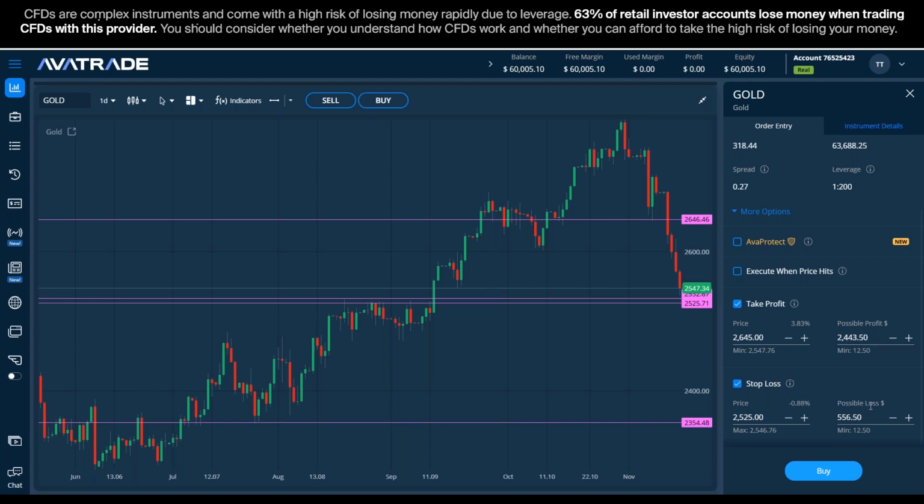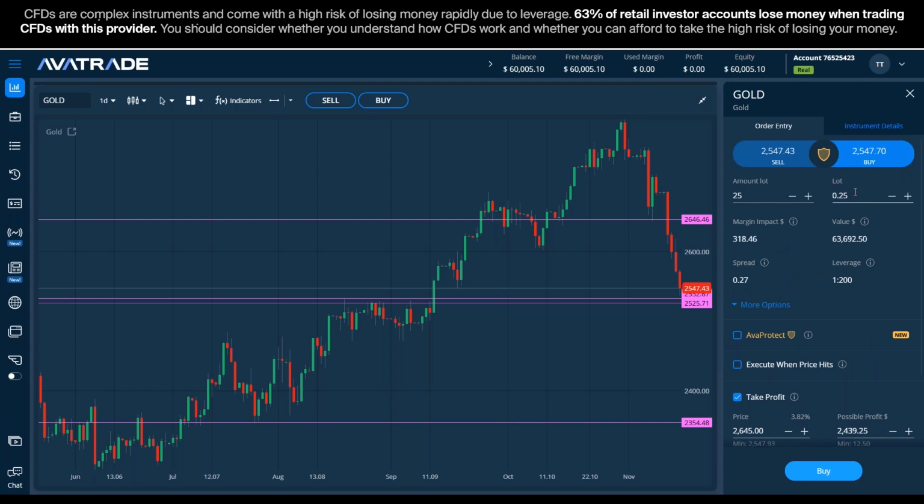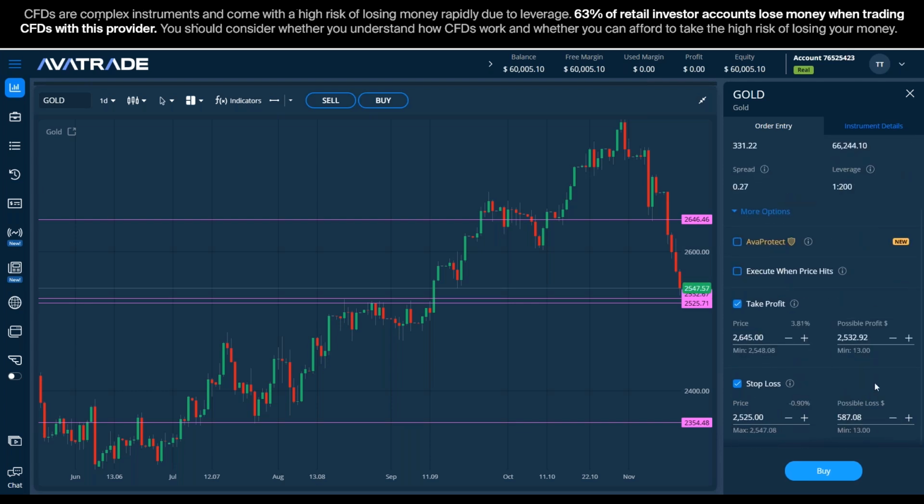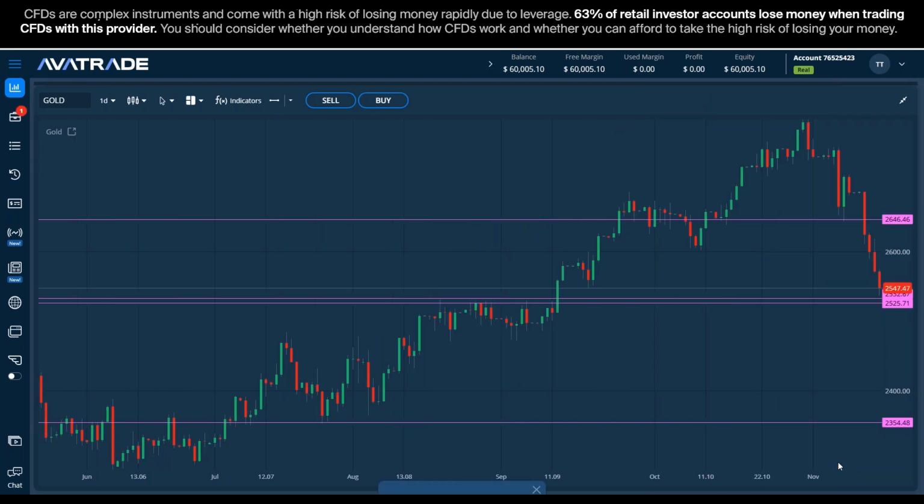And if I like that setup, I could even go a little bit larger with the trade size and still be around 1% risk. Okay, and so I'm looking at over 2,500 potential profit with risking less than 600. Okay, so I set that trade in motion.